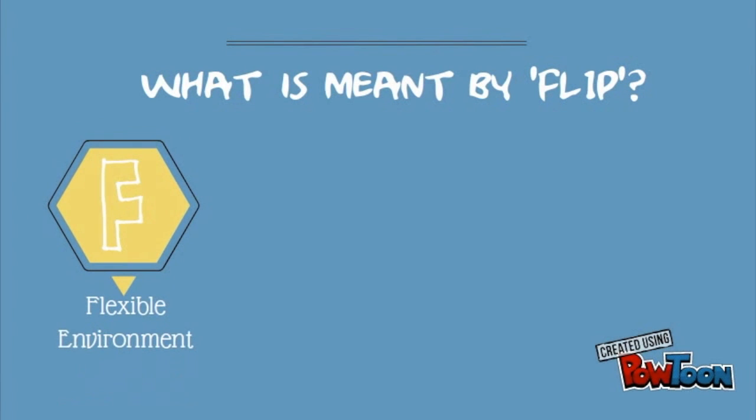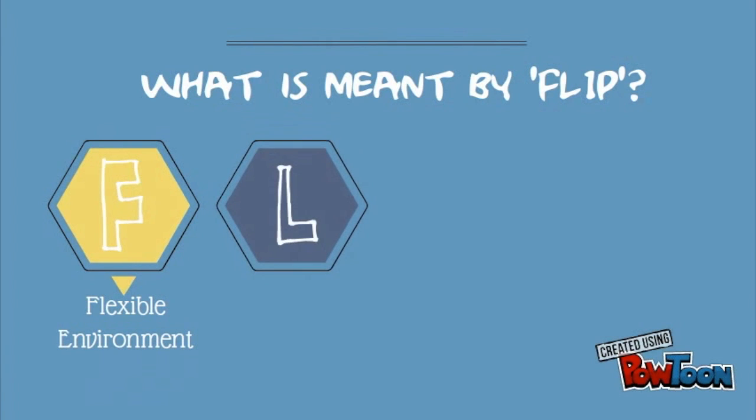The F is for a flexible environment where educators are able to implement a variety of learning models, rearrange digital and physical learning spaces, and provide students with a choice of when and where they want to access the information needed. L stands for the learning culture. The culture in the classroom shifts from a teacher-centered to student-centered approach, where the teacher goes from the sage on the stage to a guide on the side.